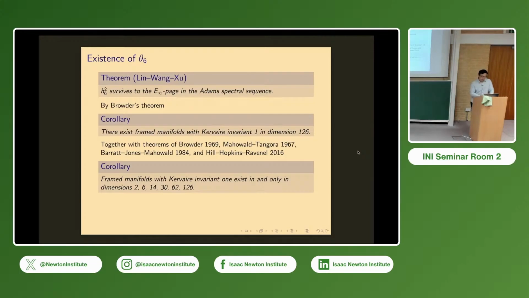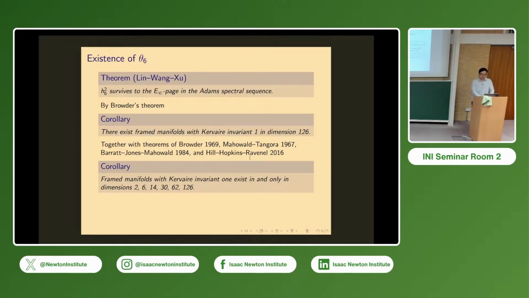The connection between framed manifolds and this element hj squared in the Adams spectral sequence was established by Browder. In particular, Browder proved that other than dimensions 2 less than a power of 2, in other dimensions there are no framed manifolds with Kervaire invariant 1. It follows from the existence of the Hopf maps that in dimensions 2, 6, and 14, there are manifolds with Kervaire invariant 1. The dimension 30 case was established by Mahowald-Tangora. The dimension 62 case was established by Barratt-Jones-Mahowald.